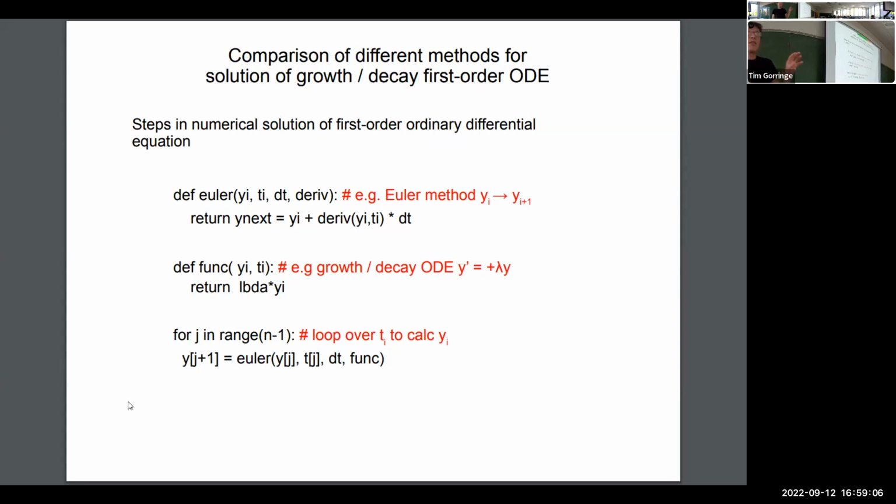Okay, so we're going to take those 3 methods and we're going to solve a differential equation with those 3 different methods, and we'll compare the accuracies. The differential equation I'm going to solve is a 1st order differential equation. It's one I mentioned at the beginning of the class. It's the one that gives rise to exponential functions.